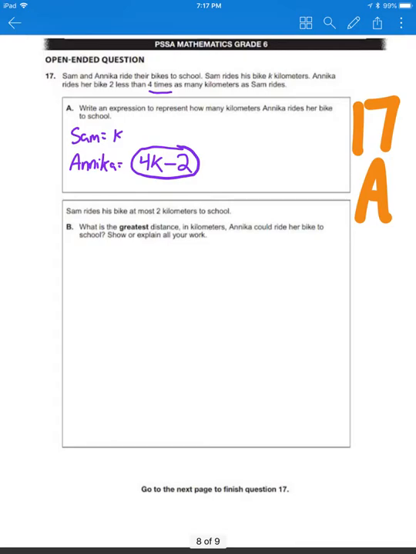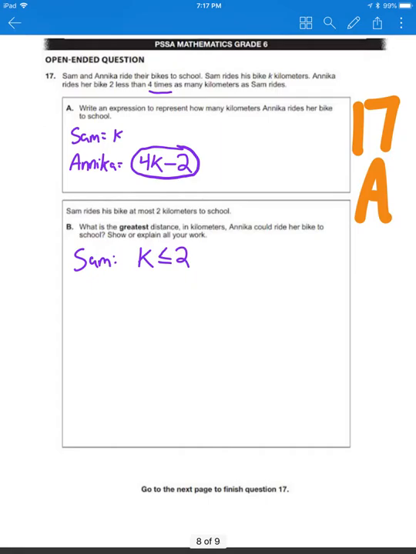Now, B says Sam rides his bike at most 2 kilometers to school. So K has to be less than or equal to 2. Okay, so at most, it can't be more than 2. It can be 2, it can be less than. Now, B says, what is the greatest distance in kilometers Annika could ride her bike to school? Show or explain all your work. All right, so this is going to be Sam here, right? So for Sam, I wrote an inequality to represent at most 2 kilometers to school.